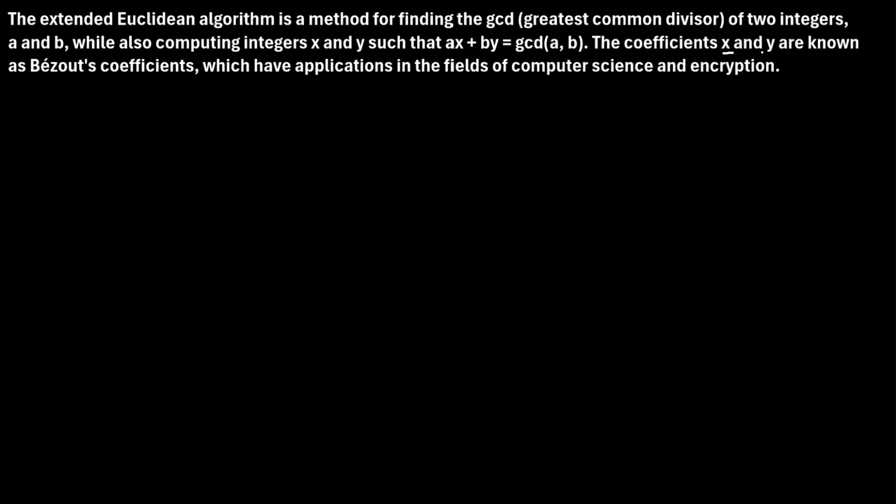The coefficients x and y are known as Bézout's coefficients, which have applications in the fields of computer science and encryption. So as an example, let's say we want to find the greatest common divisor between the values 48 and 11. How can we do that using the extended Euclidean algorithm? Well, here's the first step.